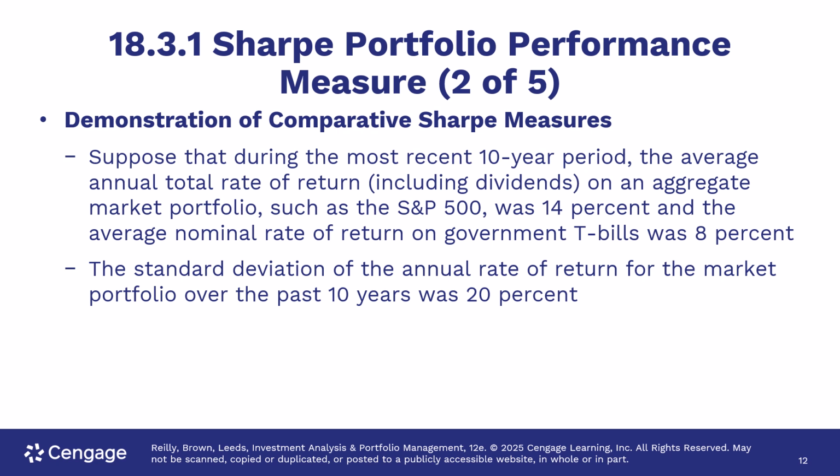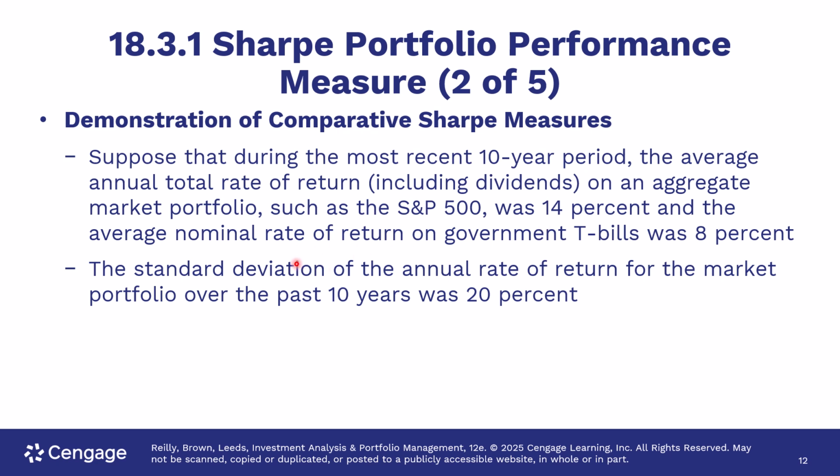All right, so now let's do an example using the Sharpe ratio. It says, suppose during the most recent 10-year period, so we're looking backwards 10 years, a decade, the average annual total rate of return, including dividends, on an aggregate market portfolio, such as the S&P 500 index, was 14%. Okay, so that's the average annual total rate of return. So this is R bar, well, R bar sub M. M stands for the market, right? It's going to be 14.